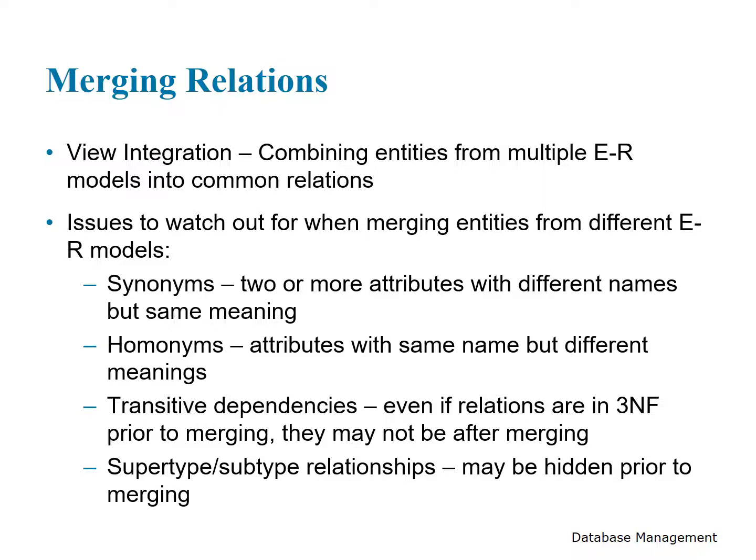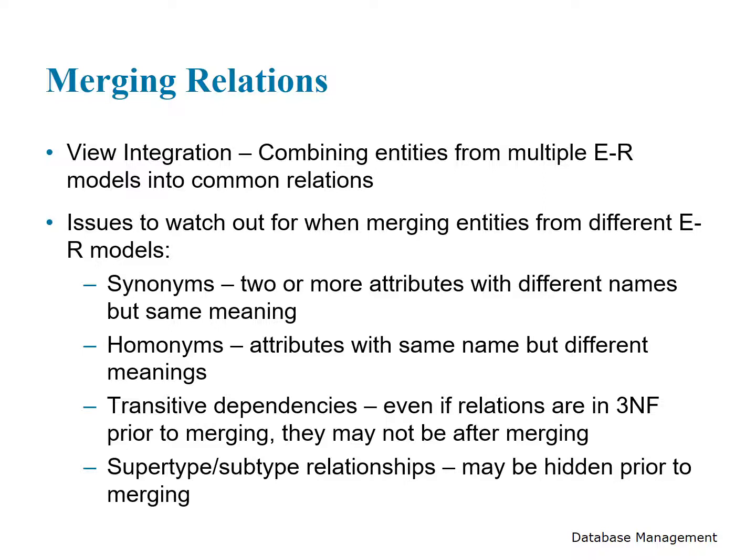Already explained, synonym. In some situations, two or more attributes may have different names but the same meaning. When they describe the same characteristic of an entity, such attributes are called synonyms. For example, employee ID and employee number may be synonyms.